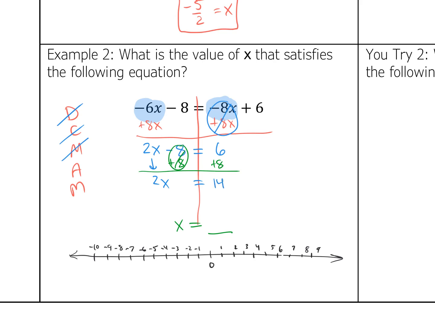Lastly, can I multiply or divide? Well, it's 2 times x equals 14. So I need to do the inverse, and that's division. So I'm going to divide by 2 on both sides. So I'm left with x, and then 14 divided by 2 is 7. And that'll be my final answer.